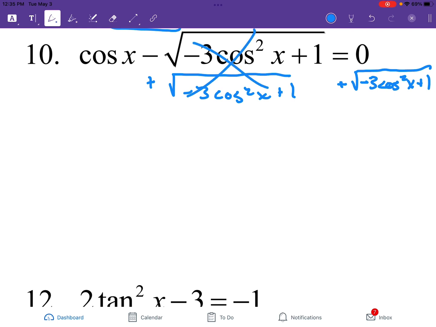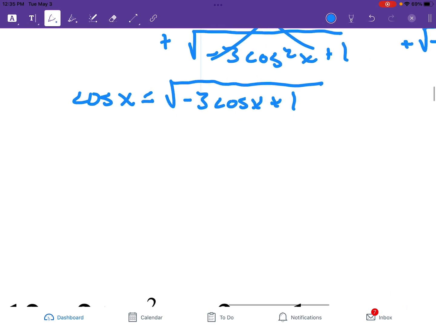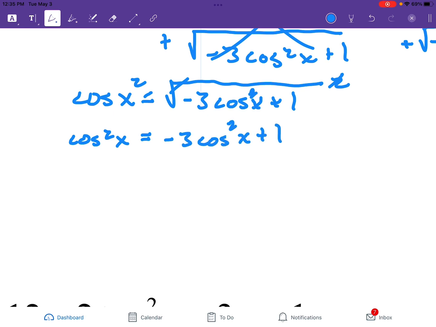So that will cancel out. We get cosine of x equals the square root of negative 3 cosine squared of x plus 1. I did that because I didn't want to divide by a negative, and it's 2 steps versus 1. So this should make it a little easier. Next we have to get rid of that square root sign, so we square both sides of our equation. The left side becomes cosine squared of x. On the right side, the squaring and square root go away, and we're left with negative 3 cosine squared of x plus 1.